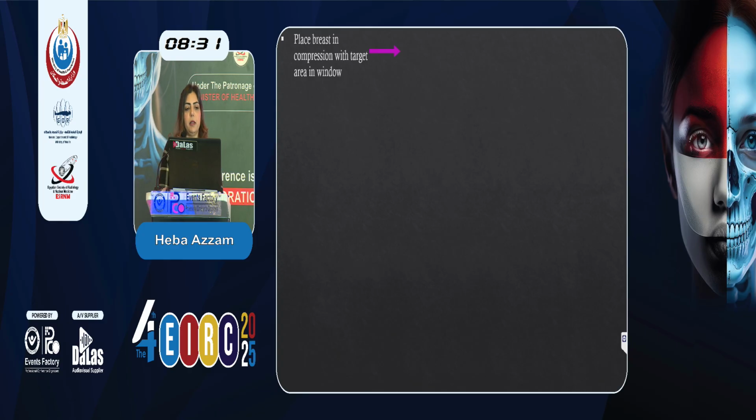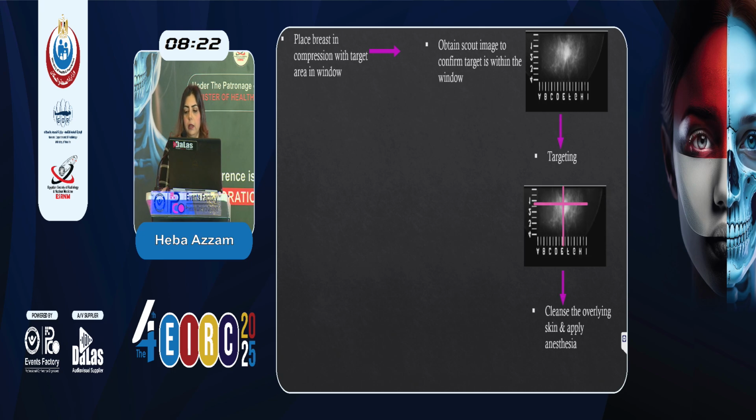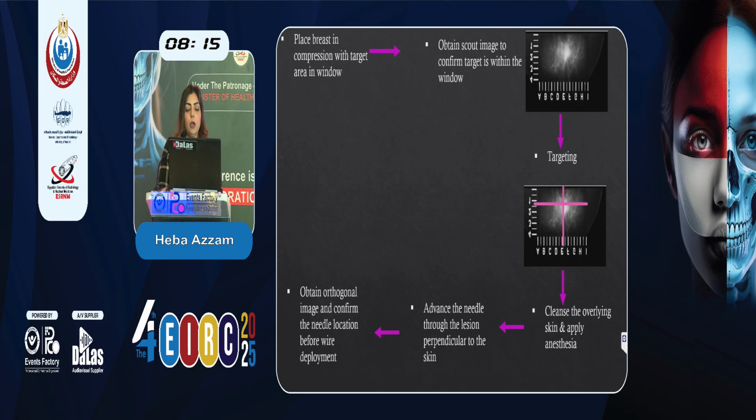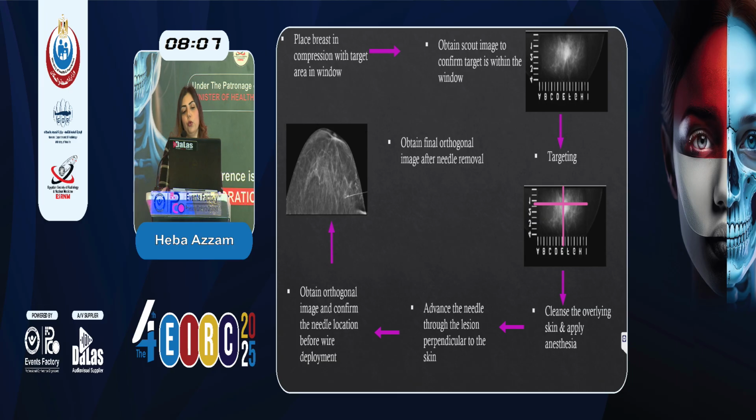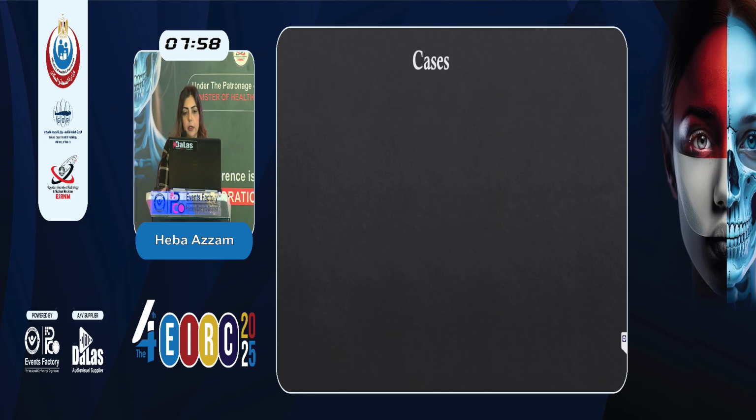So to sum up, we place the breast in compression with target area in window, obtain scout image to confirm target is within the window, and cleanse the overlying skin and apply anesthesia, advance the needle through the lesion perpendicular to the skin, obtain orthogonal image and confirm the needle location before wire deployment, then obtain final orthogonal image after needle removal. Then after the surgery, we have to image the specimen to ensure the presence of the lesion and the wire.